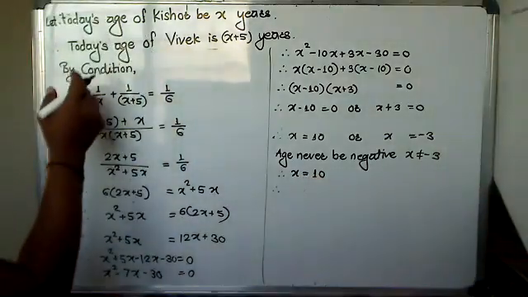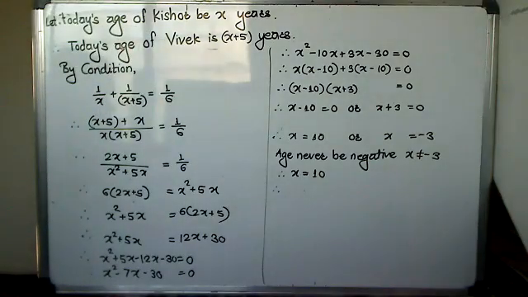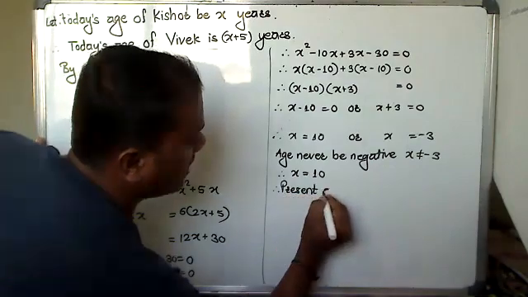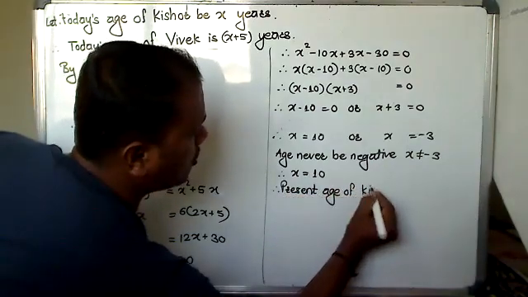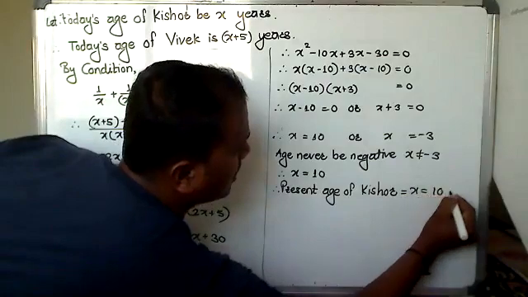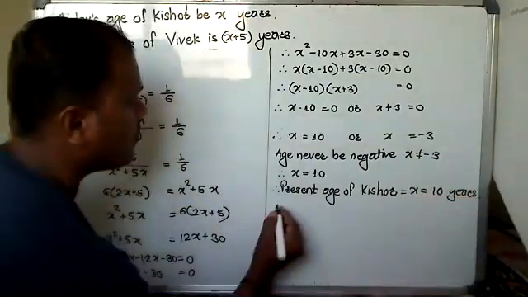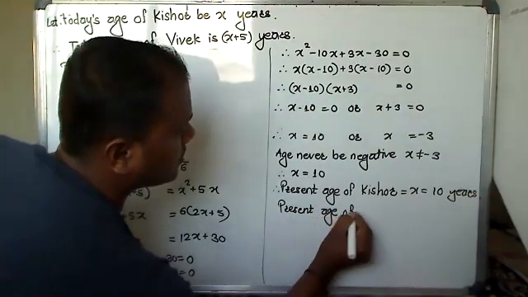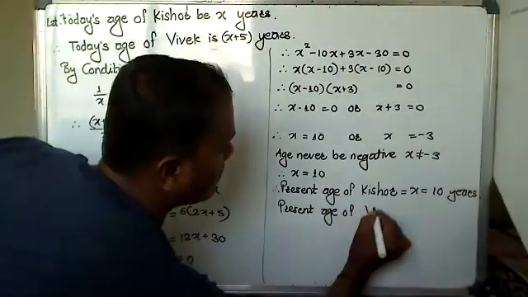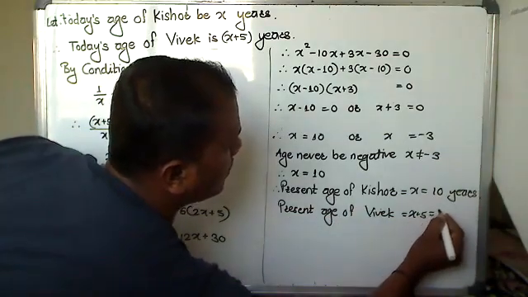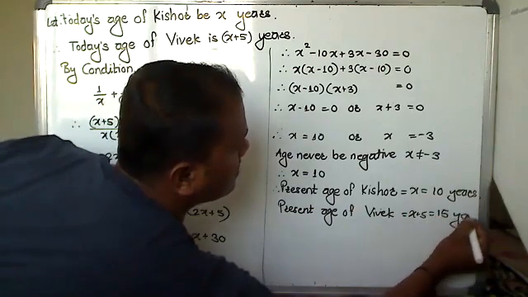So the present age of Kishore, or today's age of Kishore, is x, which is 10 years, and the present age of Vivek is x plus 5, which is 15 years.